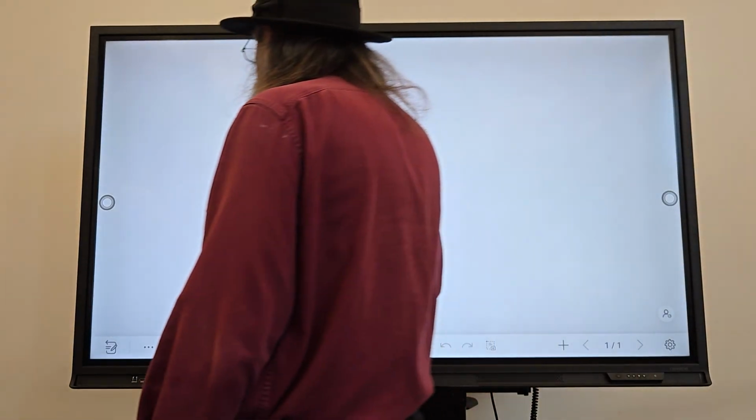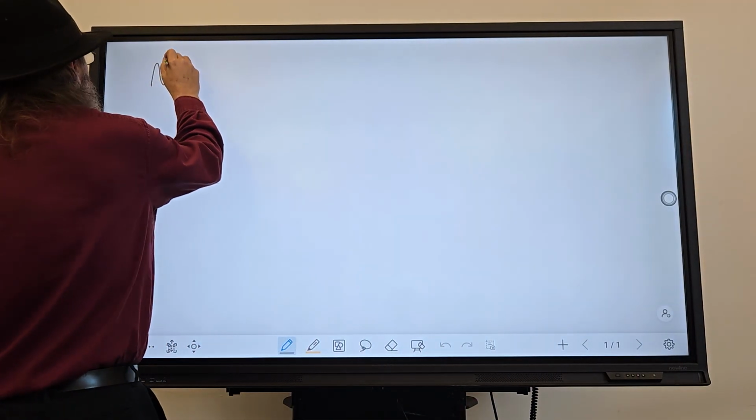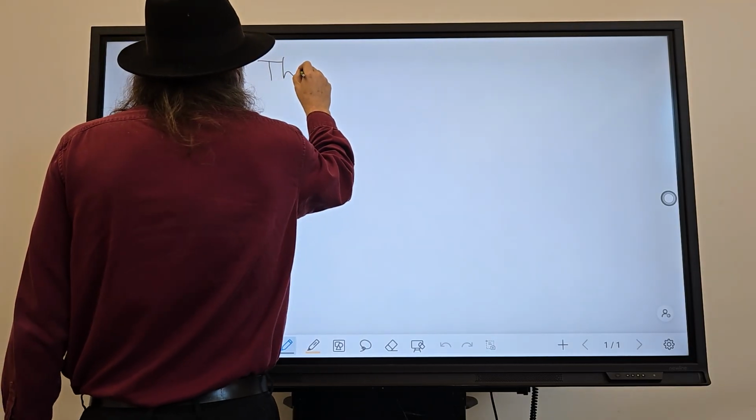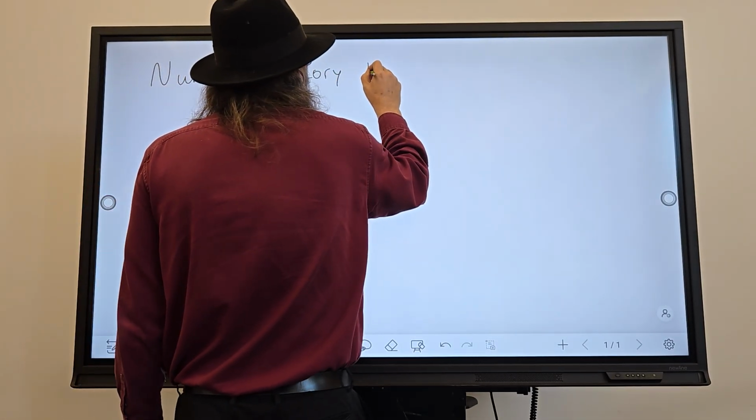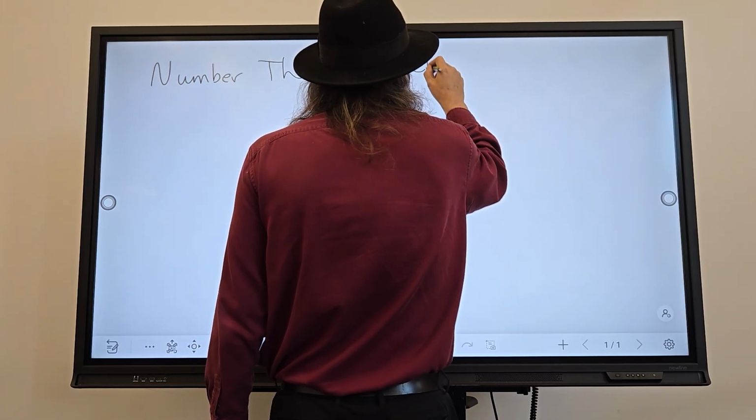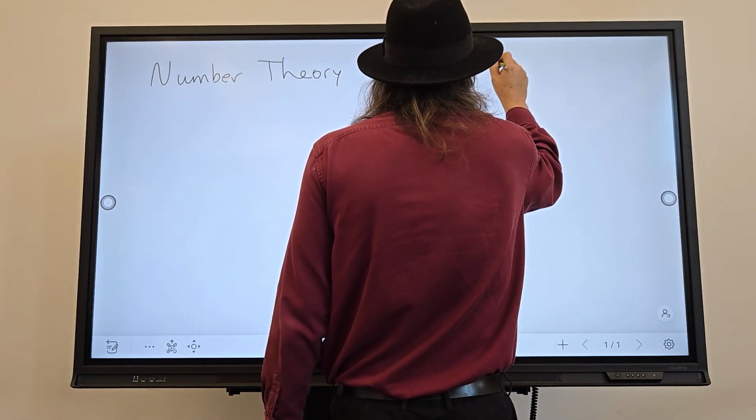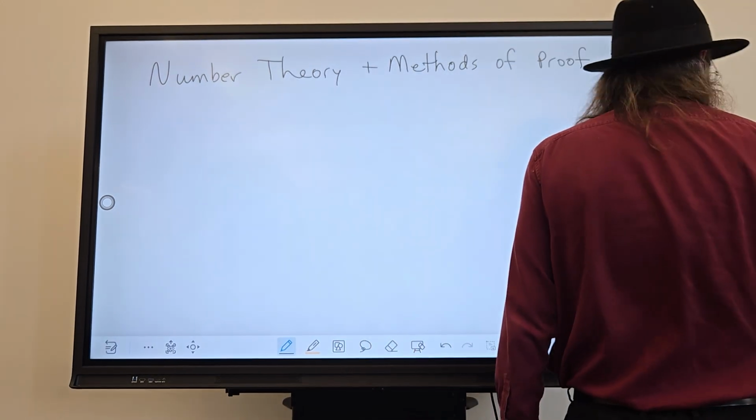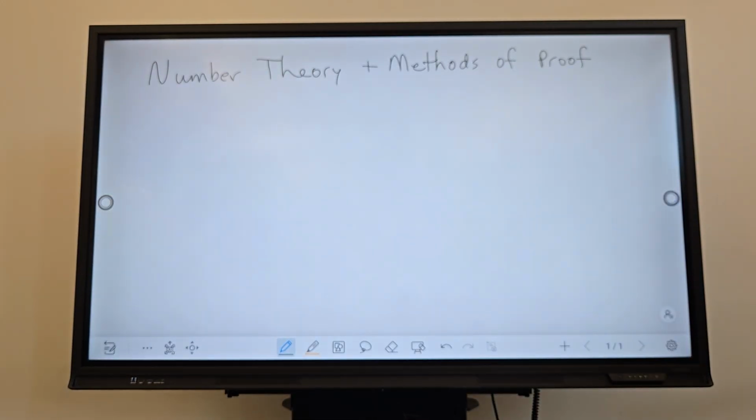So we're going to begin on chapter 4 now, which is elementary number theory and methods of proof. And we're going to start with direct proof and counterexamples.